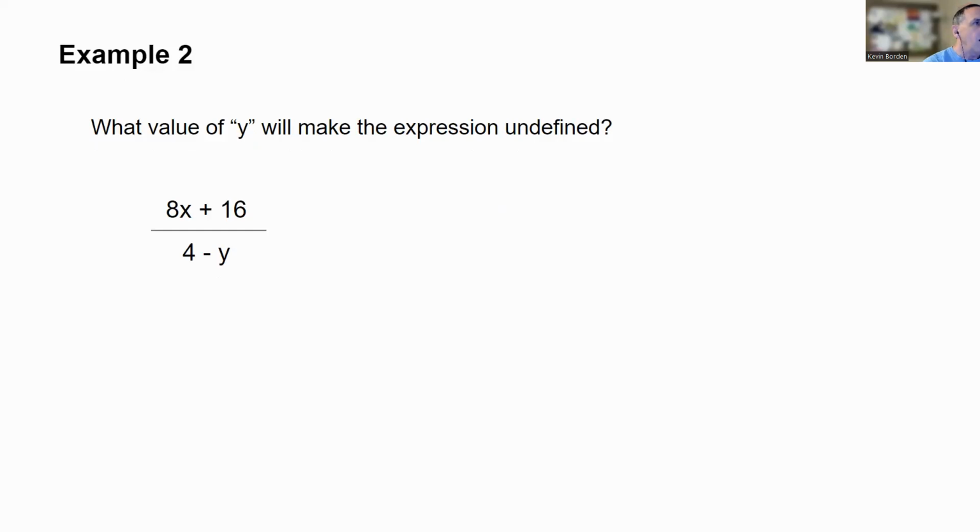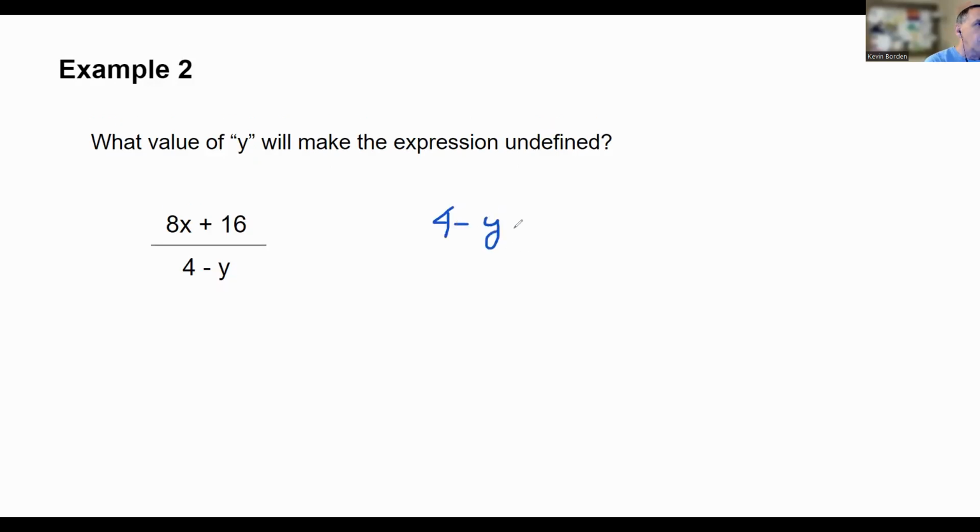What value of y will make the expression undefined? It doesn't matter what the variable is. It doesn't need to be x. So in this case, we would set up 4 minus y equals 0. We would subtract 4 from both sides. That gives us negative y equals negative 4.